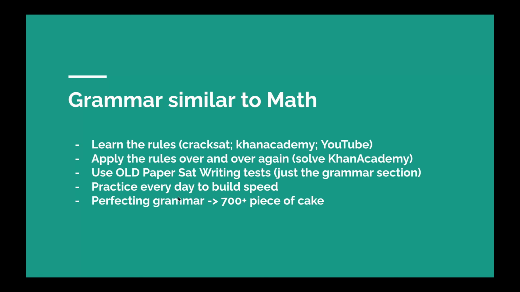And then, a very important thing, perfecting grammar. If you perfect your grammar, if you solve every single grammar question correctly 100% of the time, trust me, getting 700 and above on the English section will be very, very easy. It will be like a piece of cake. Just trust me on this one. If you are able to solve every single grammar question 100% correctly every time you solve a practice test, getting 700 and above will be very easy for you.